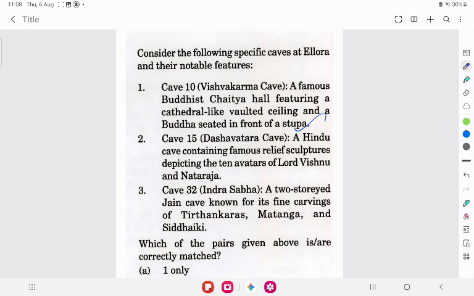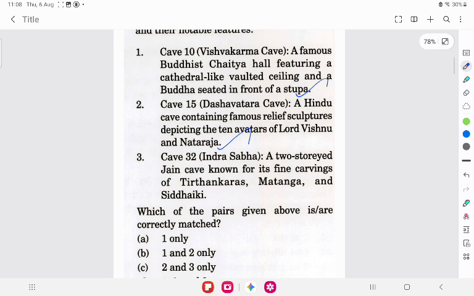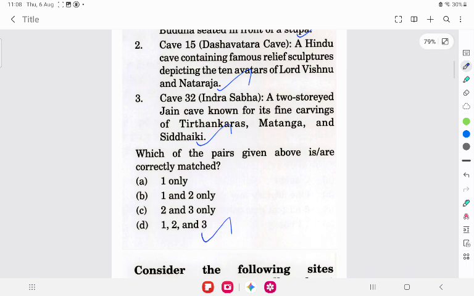Cave 15, Dashavatara Cave, a Hindu cave containing famous relief sculptures depicting the 10 avatars of Lord Vishnu and Nataraja. Yes, this statement is also correct. Cave 32, a two-storied Jain cave known for its fine carvings of Tirthankaras, Matanga and Siddhaiki. This statement is also correct. So the correct answer is D.